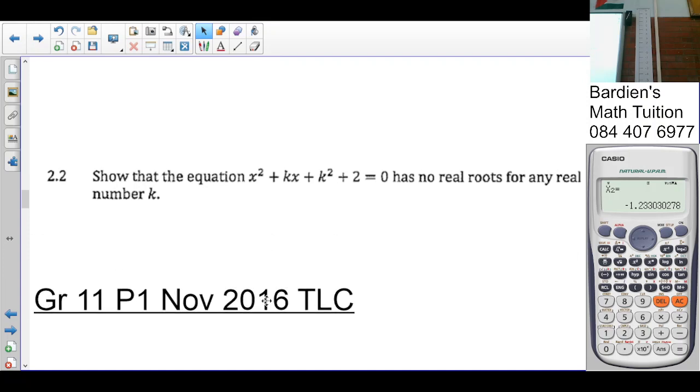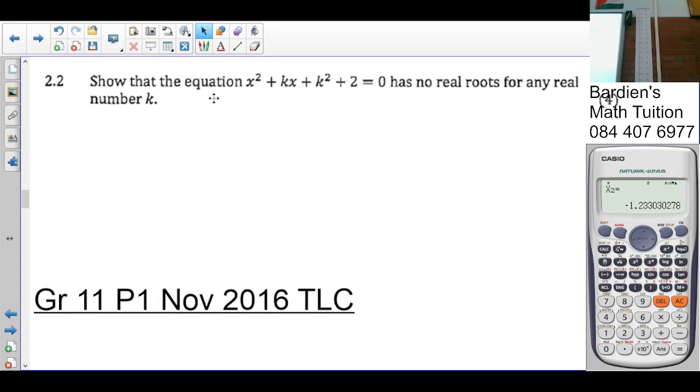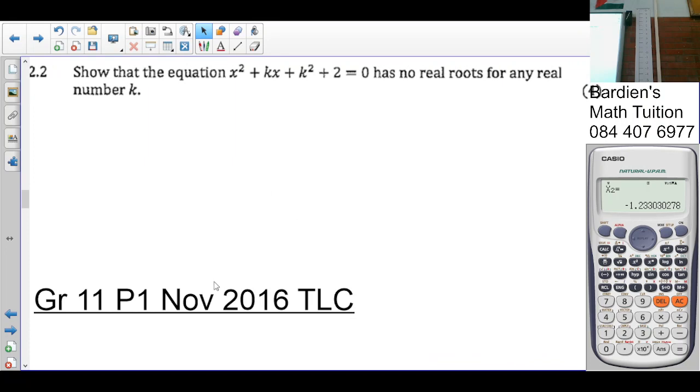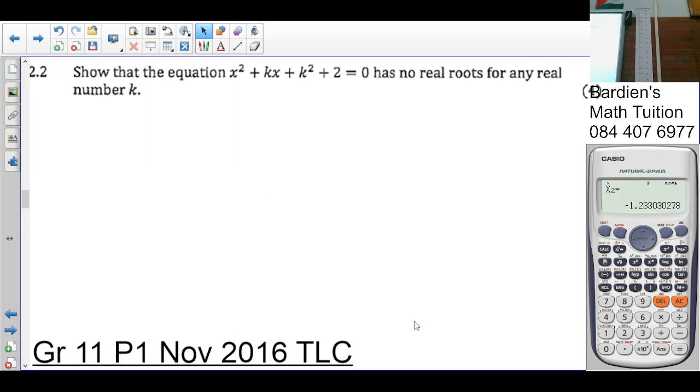The next question. People, nature of roots, very important. I see some of you are lacking in this section of work here. Please don't go into paper 1 without knowing this one. Okay. It says show that the equation x squared plus kx plus k squared plus 2 equals 0 has no real roots. People, if it says no real roots, what do we know about delta here? Delta must be negative. Okay. Show that the equation. So this is a show that question. Okay. So we can't use the fact that delta is less than 0.